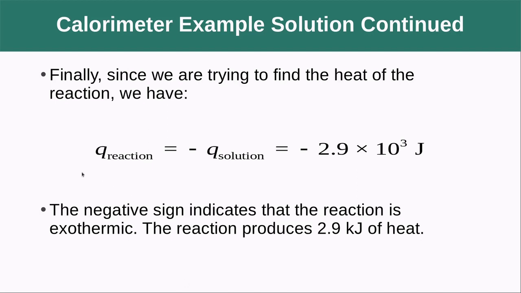We do need to remember, though, that we were looking for Q reaction, right? This was an exothermic reaction, so we should be getting a negative value, right? Heat was released from the system and into the solution. Q reaction equals negative Q solution. We get negative 2.9 times 10 to the 3.